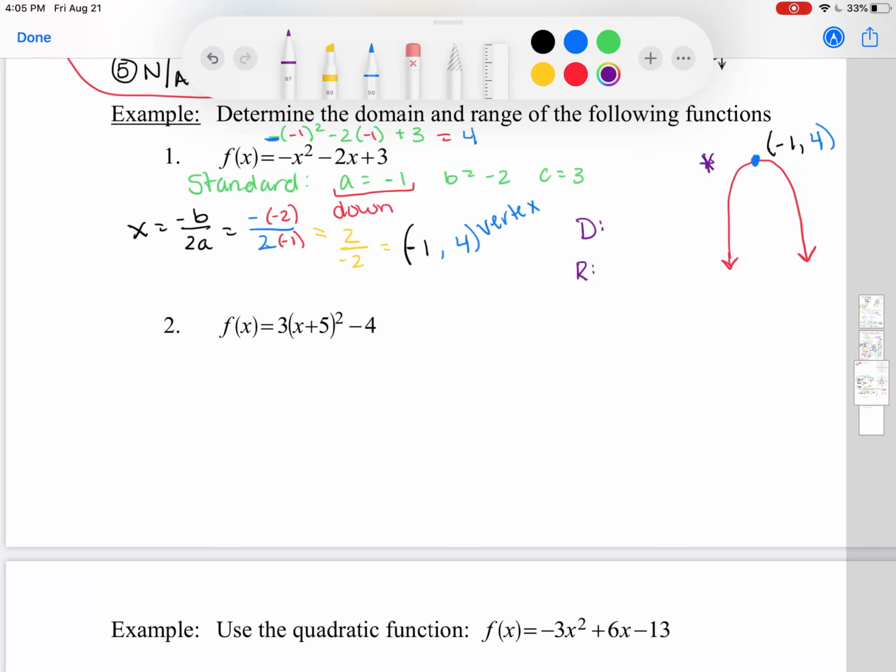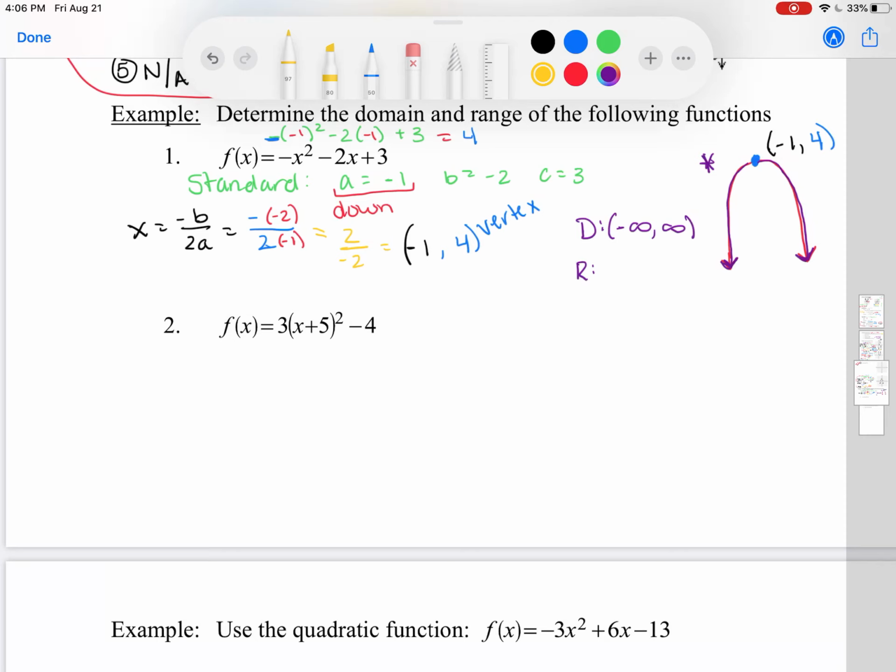Well, looking at my sketch, all the way left, yes, it's going down, but I'm concerned about all the points on the left-hand side. So it's going all the way to -infinity. And then on the right-hand side, yes, it's going down again, but I'm not concerned about it going down. I'm concerned about it going down and to the right. So it's going to positive infinity. They have infinity, so I want to make sure parentheses are around both.